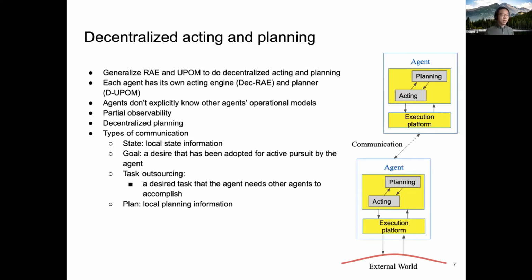Or they can tell one agent can tell another agent to do this specific task. Or one agent can tell the other agent its current plan over some task. This is used in a decentralized planner, which we'll introduce later.